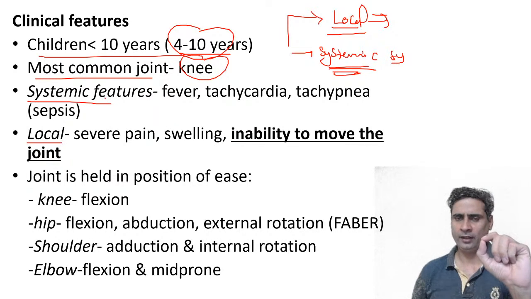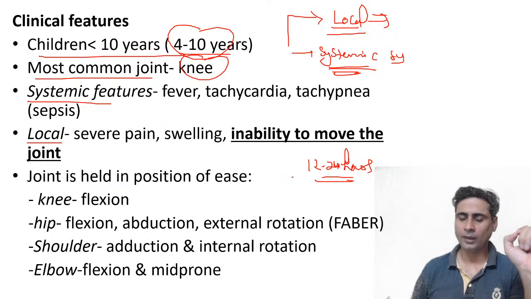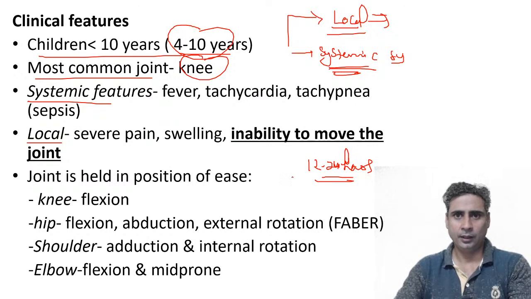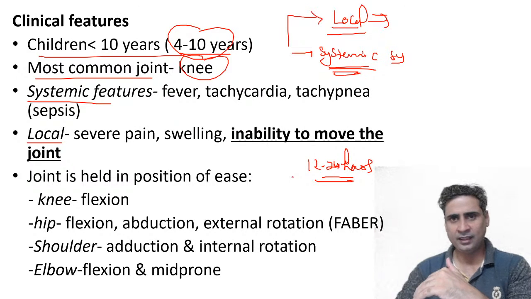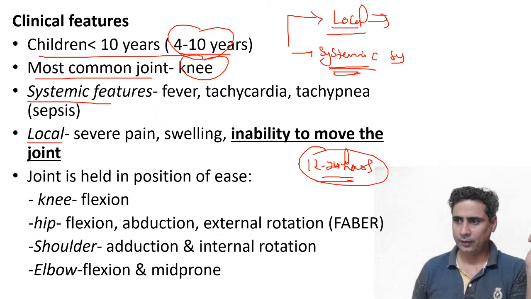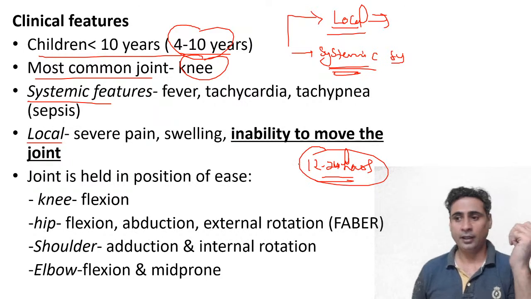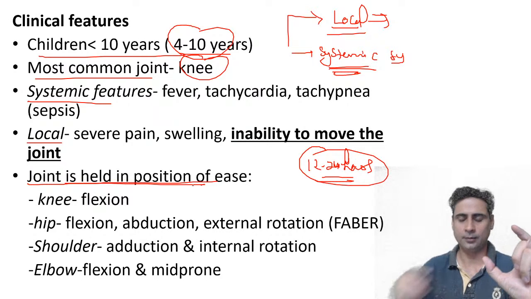One very important fact: in early stages of joint infection, up to 12 to 24 hours, there is synovitis only, that is inflammation of the synovium. After that, there is start of cartilage damage. So during this portion, when there is only synovitis, the limb will be held in the position of ease. What is the position of ease?